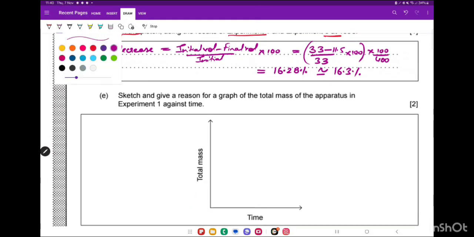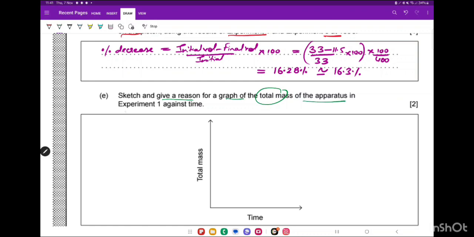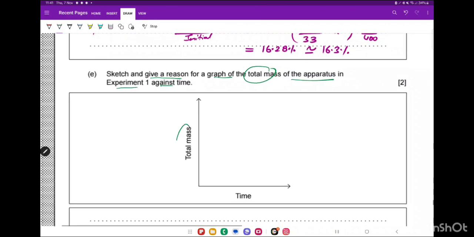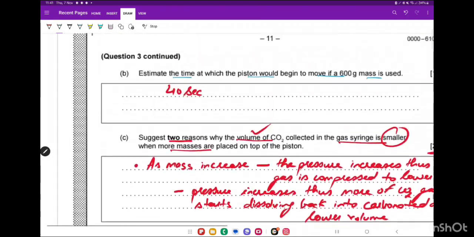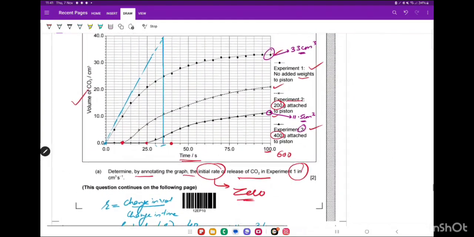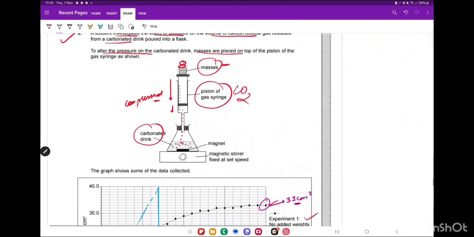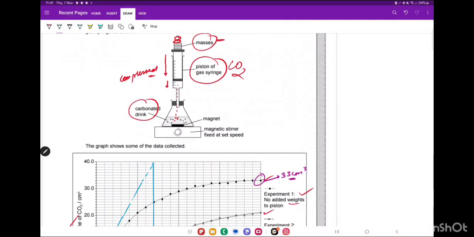Next question is sketch a graph. Sketch and give reason for a graph of the total mass of the apparatus in experiment 1 against time. If I see this experiment, the gas is released from this container and it's going into the gas syringe. Although a gas is released, it is collected in this gas syringe, and the syringe is closed; we consider there is no leakage.